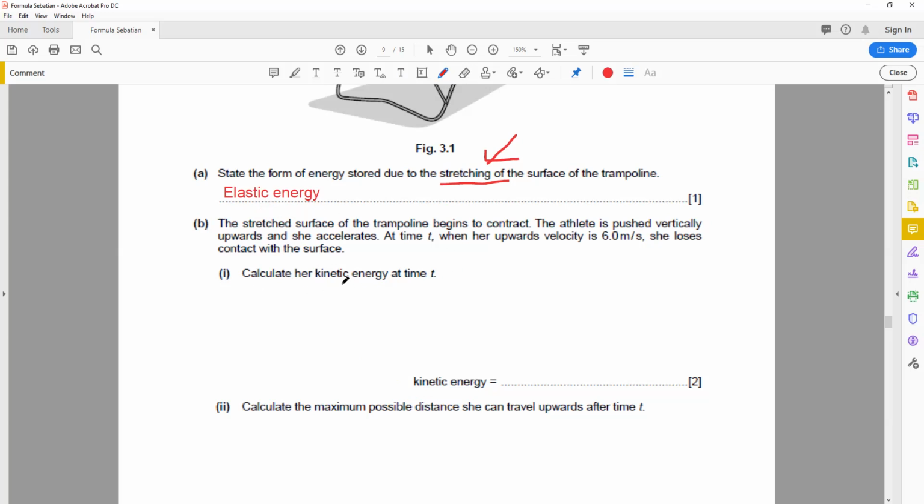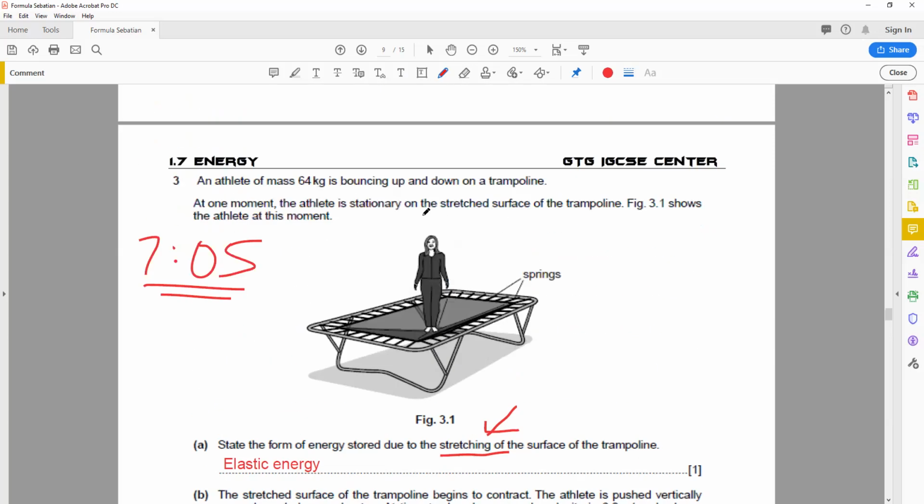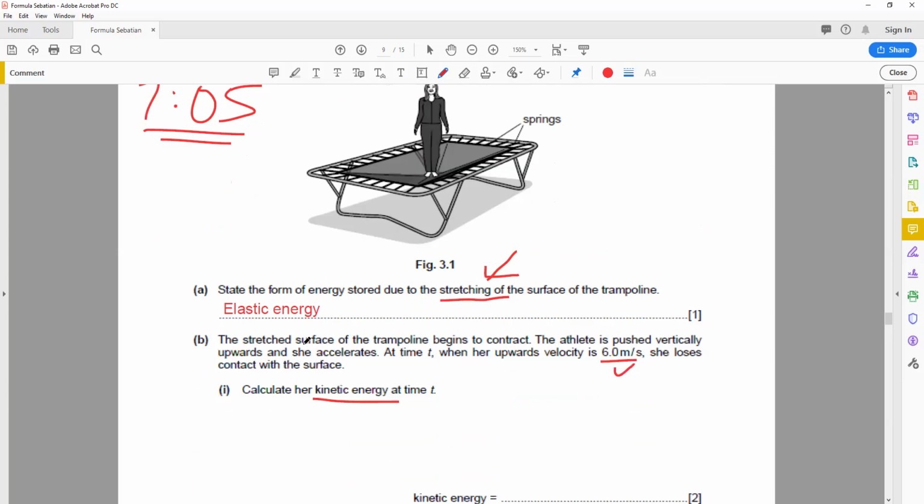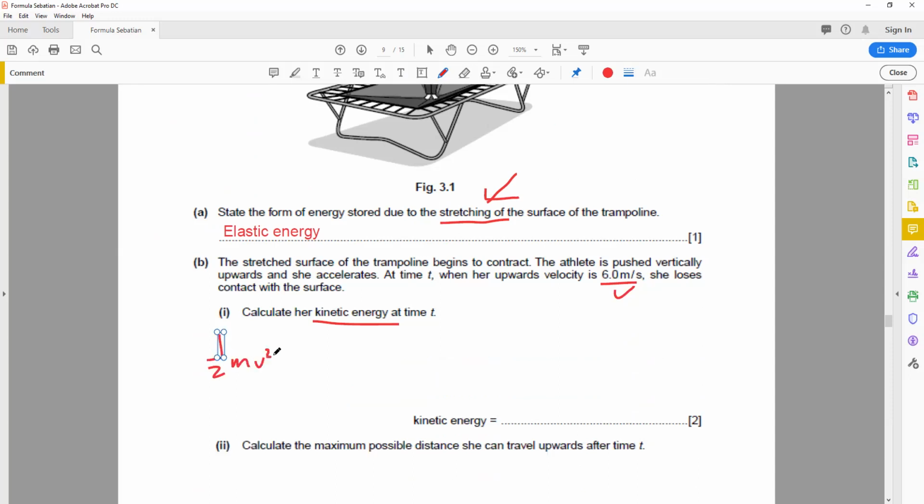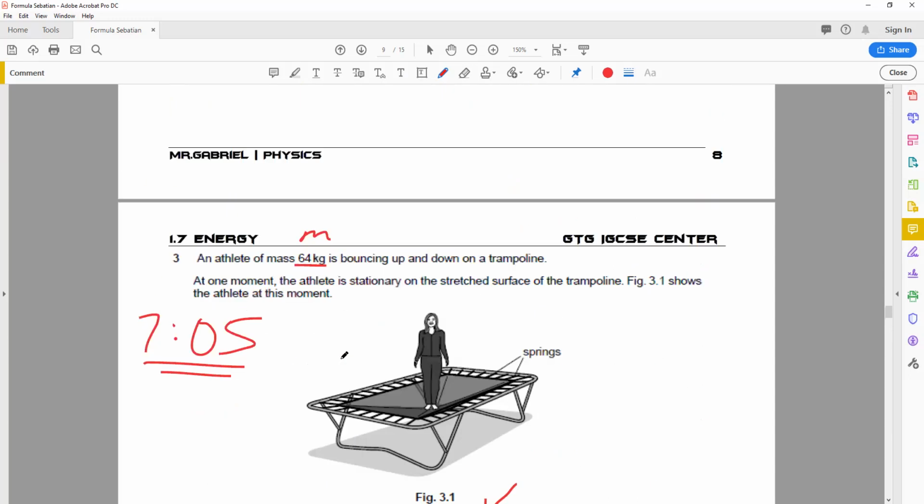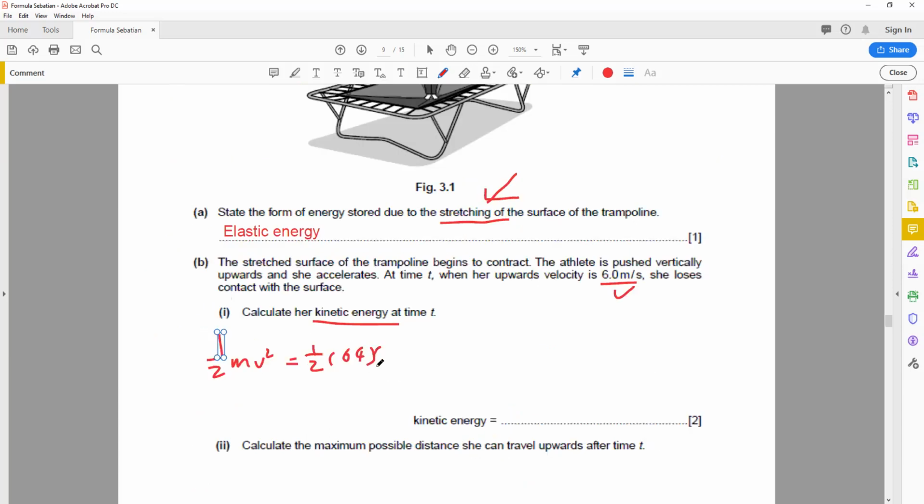Anyways, from here they ask you to calculate the kinetic energy. You already have the velocity and you must be given the mass, right? This is your mass, right? So obviously from here it's half mv squared. In this case here will be half multiplied by 64 multiplied by 6 squared. Press this in your calculator and you get 1152 joules, but you cannot write that on the dotted line. You can only write 1150 joules.